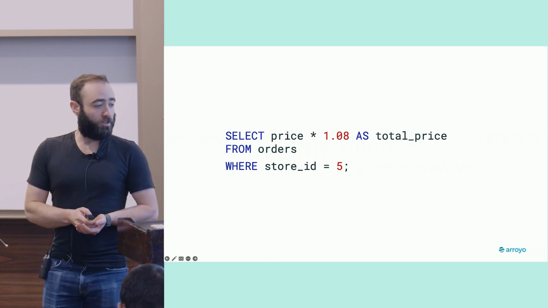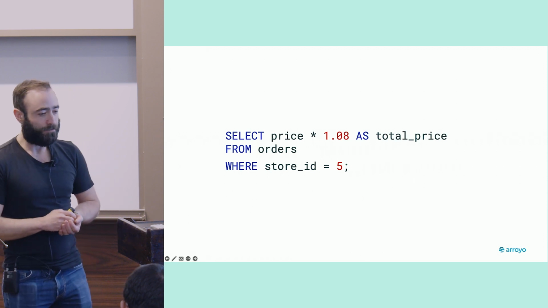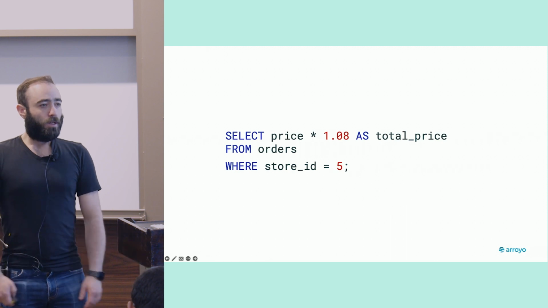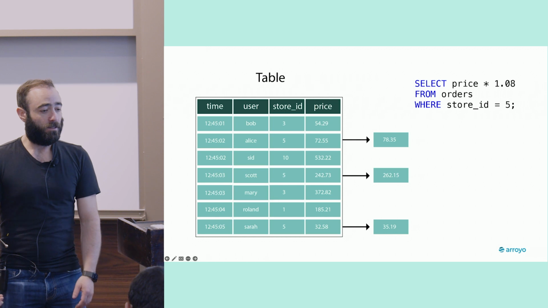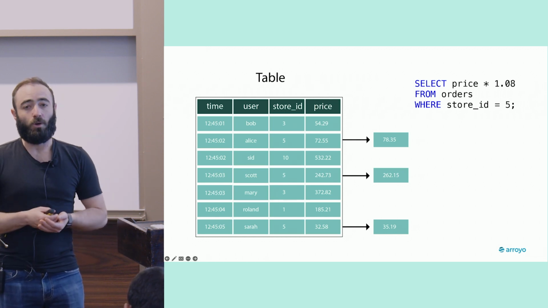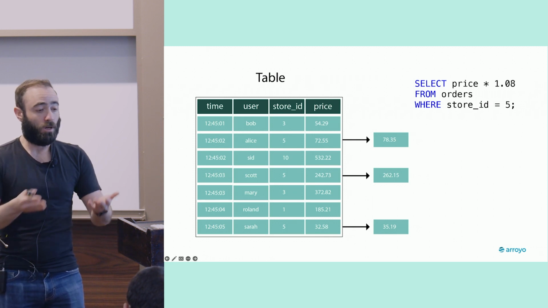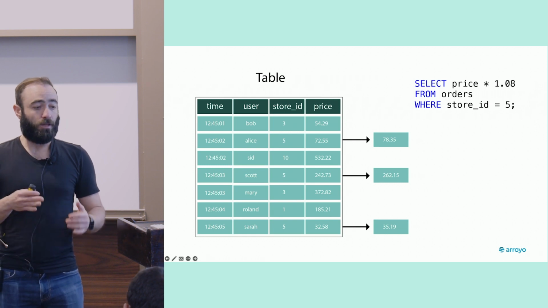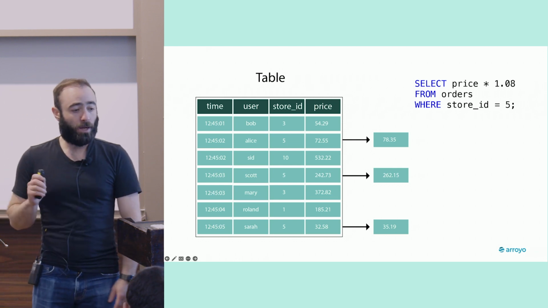So here we're going to compute a tax-inclusive price from our orders table with a where clause that filters out certain records. If we look at the semantics of this query on a batch data set, it's pretty straightforward. We have our data set. We're going to go row by row. We're going to check if things match our filter, our where clause. And then we're going to project out the particular calculation we're trying to make, this price times 1.08.